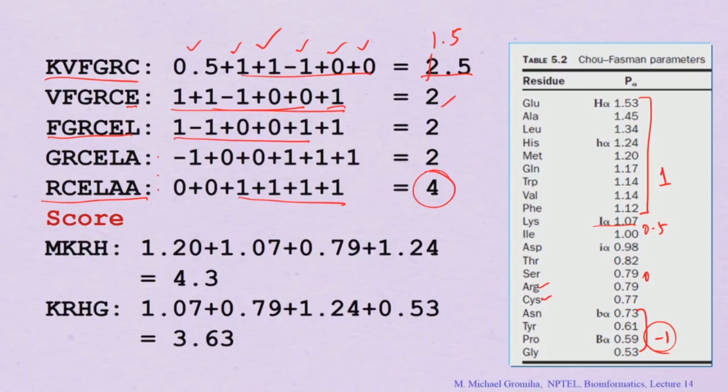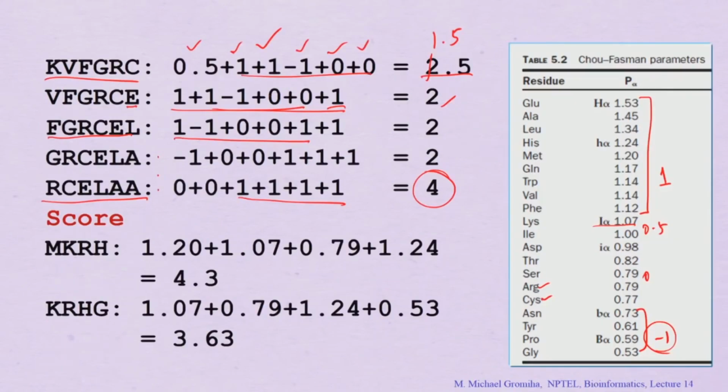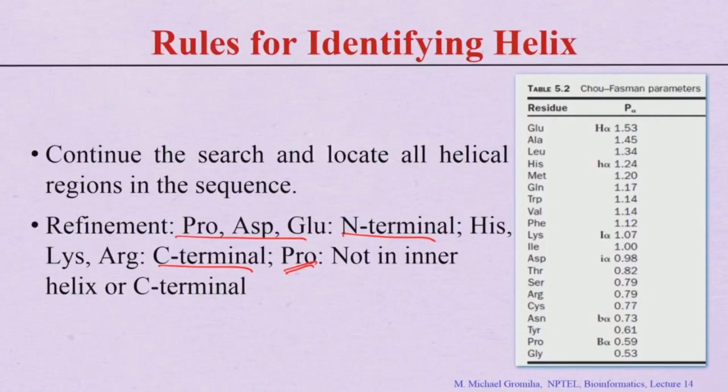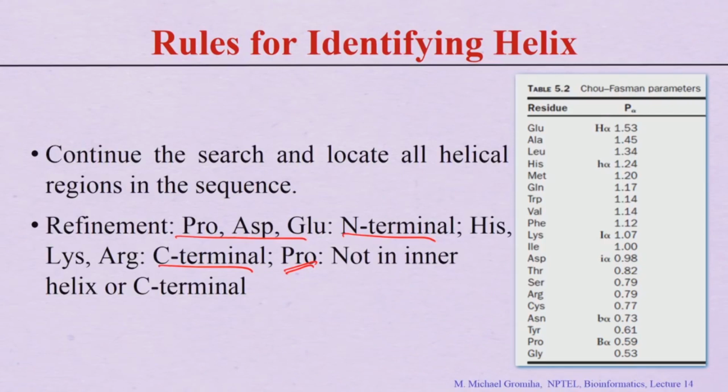Now, whether only these residues form a helix or you can extend it. Take the last one, MKRH, it is here. If you do this 4.3, you can add RCLLA. Now the next is A; if you add A, which is a preferred one, it will be more than 4. The next one is M, which is also a preferred one, belonging to H alpha, so that you can also increase it.